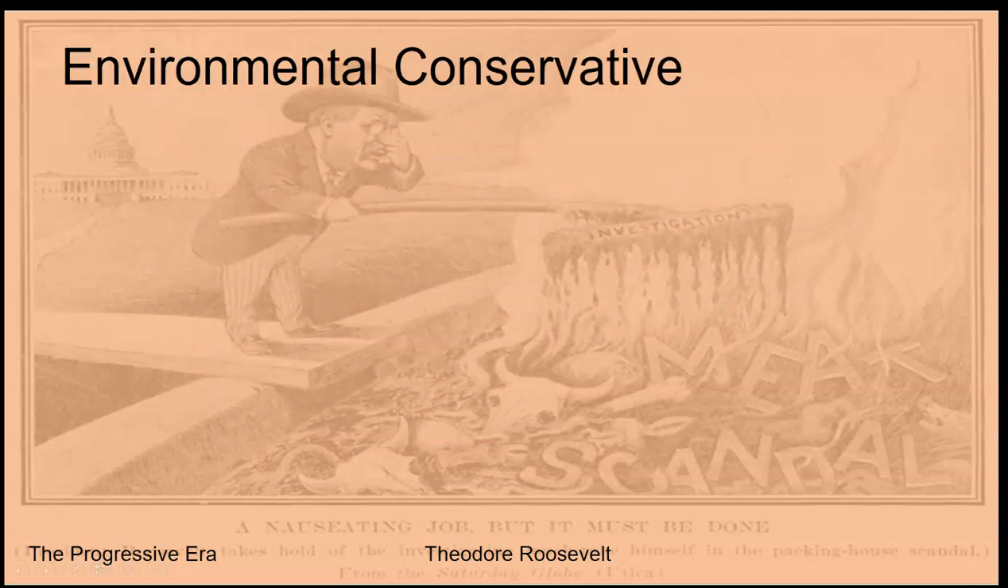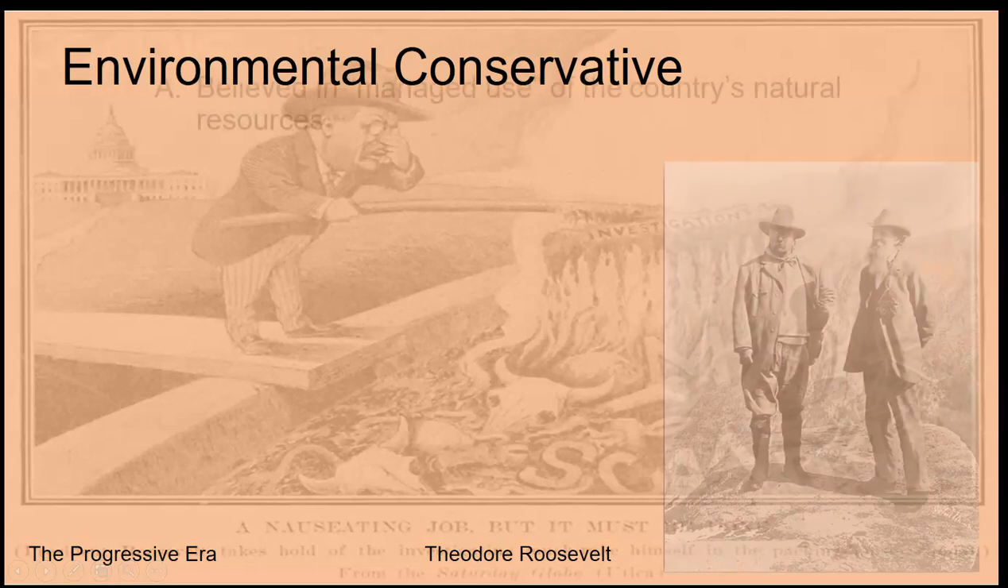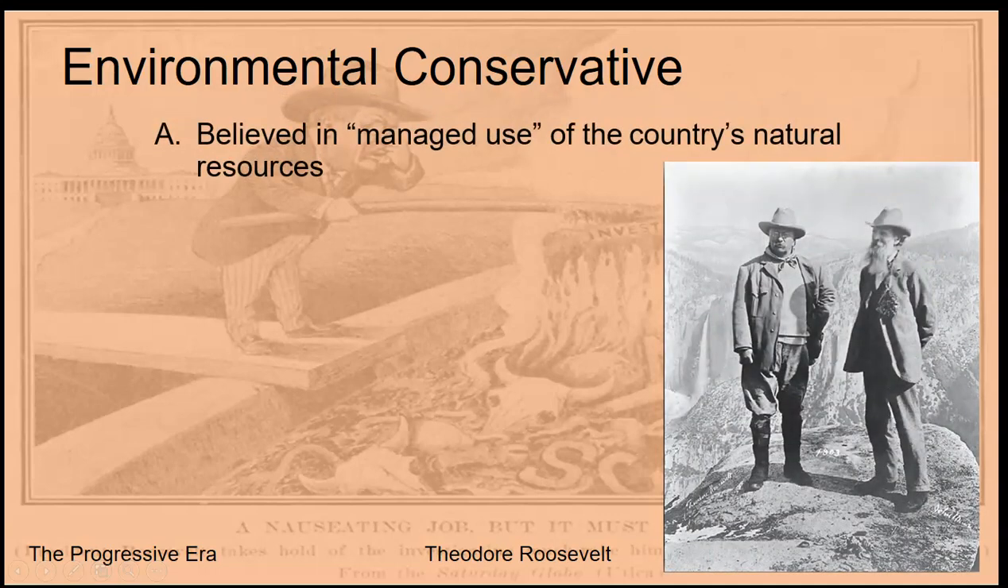Roosevelt's also an environmental conservative. Okay? Now, Roosevelt may not be what we would think of nowadays as an environmentalist. He believed in managed use of the country's resources. He was an outdoorsman. He enjoyed the outdoors and the environment. But he's not going to say, don't cut down any trees. He's going to say, let's be careful how many we cut down. Let's replace the ones we cut down. But he did want us to use our natural resources.